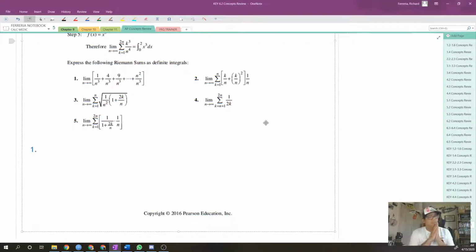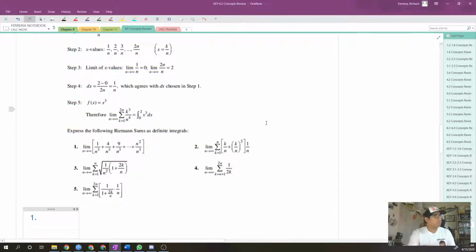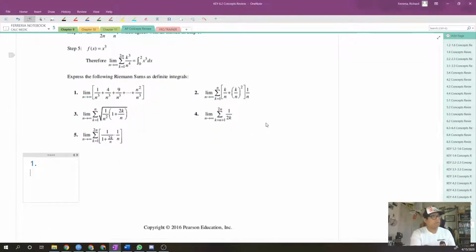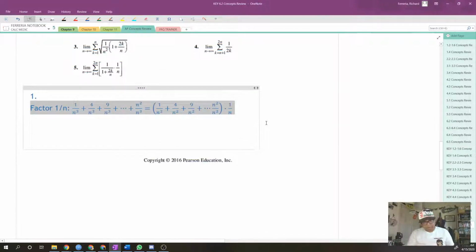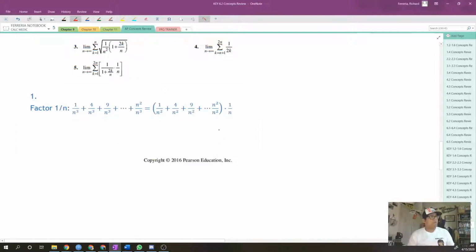Okay, what was step 1? Step 1 was to take our sum and factor out 1 over n, because that's our candidate for dx. So we factor out a 1 over n. Notice you get 1 over n squared, 4 over n squared, 9 over n squared, and so on over n squared. So that looks pretty good. Just taking a look at this very last term, you can get the idea that f of x is going to be x squared. Okay.